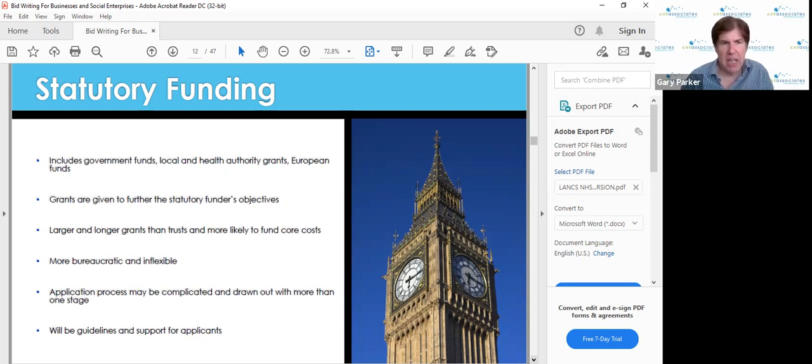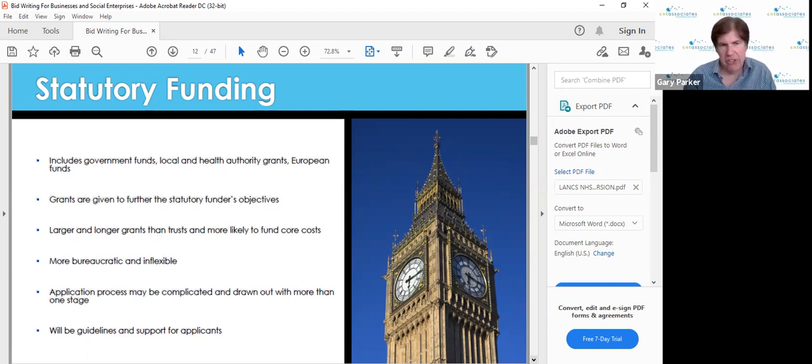Larger and longer grants than trusts usually are more likely to fund core costs, although many charitable trusts will fund core costs as well, but it depends on the circumstances. What they are, though, is more bureaucratic and inflexible. They have terms and conditions that you have to adhere to in the bidding process and also in the delivery process, and that's it, really. And if you don't adhere to them, that can be an issue sometimes.